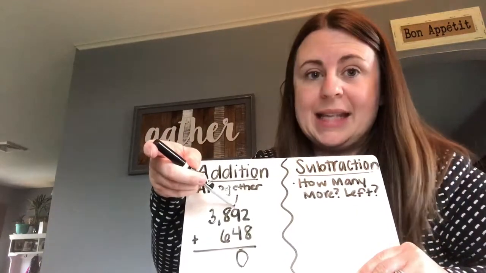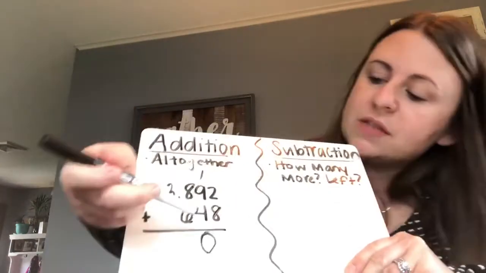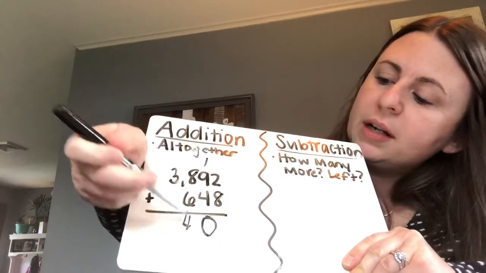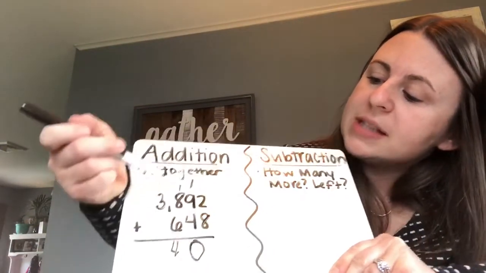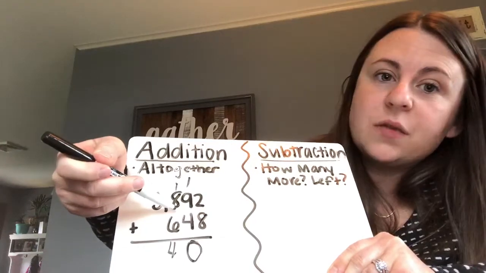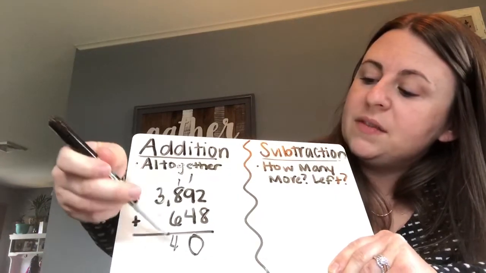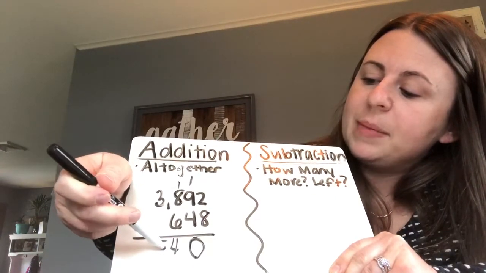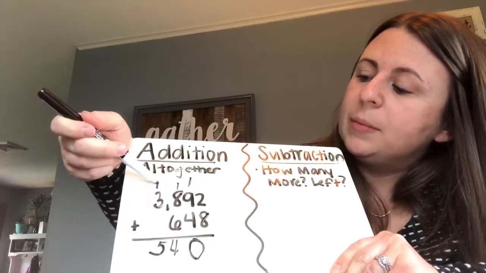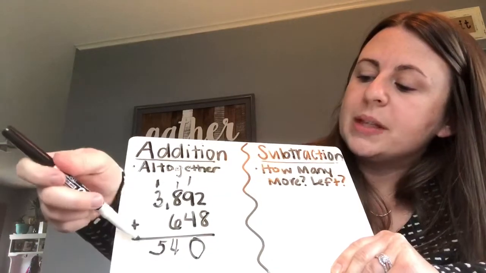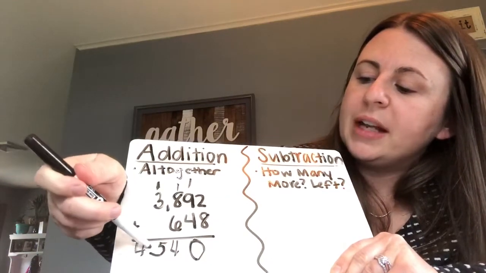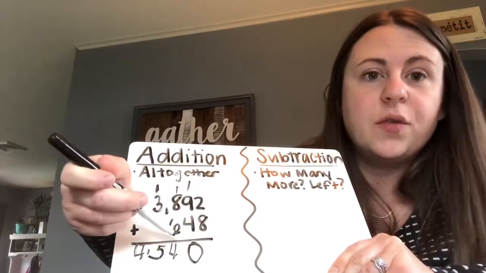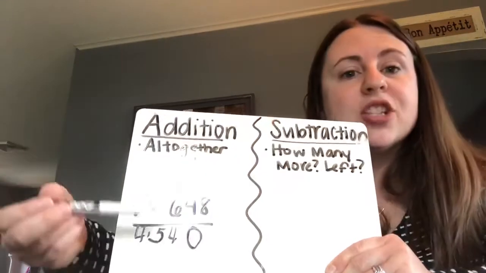1 plus 9 is 10. 10 plus 4 is 14. Put your 4. Carry your 1 over the hundreds column. 8 plus 6 is 14. Plus 1 is 15. We put our 5, and because there is a thousands column, we regroup that 1, and 1 plus 3 is 4 for an answer of 4,540. Okay, so that's just a little review on addition with regrouping.